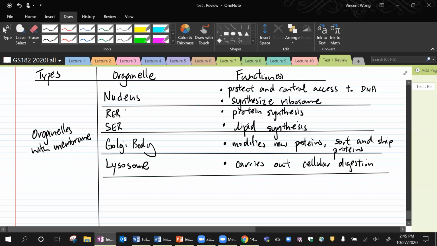Okay, and so these things, they are part of the endomembrane system, right? I'm going to put a star here. Part of the endomembrane system. Okay.